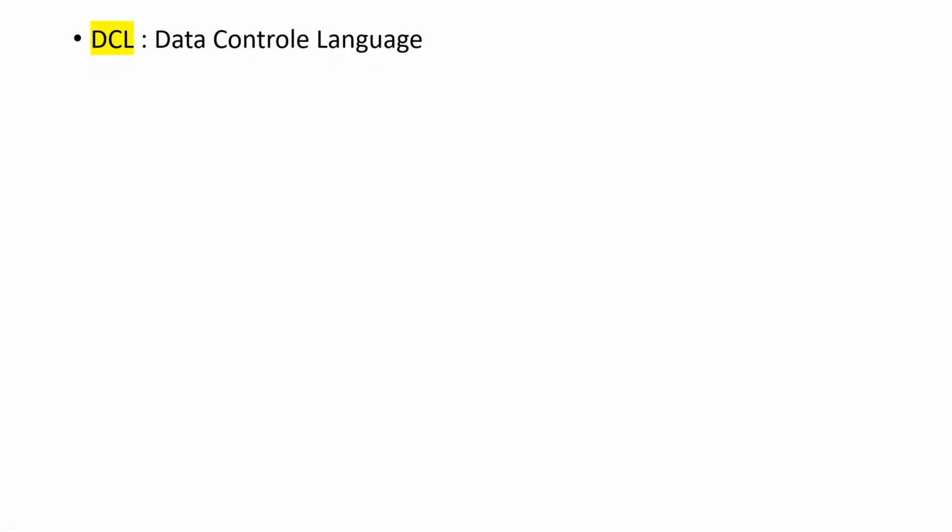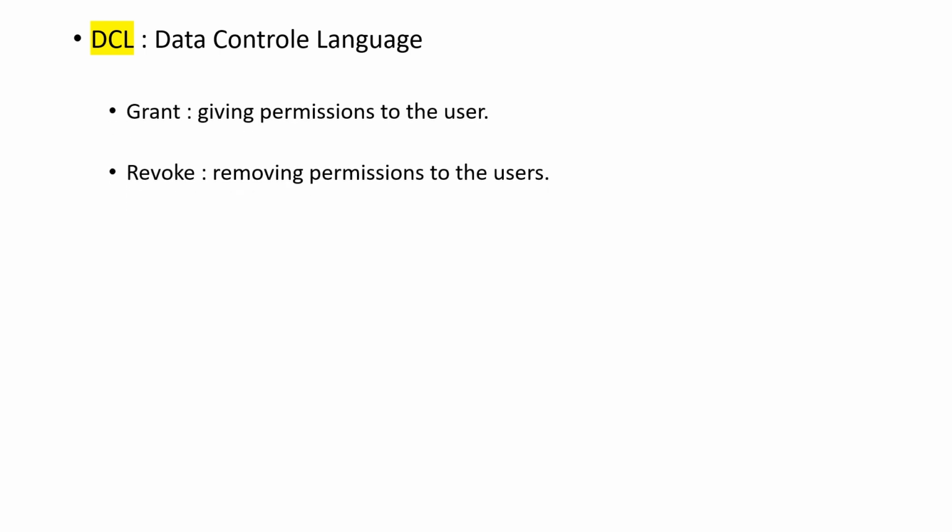Now let's see about data control language. Data control language commands cannot be used in real life. So these are not useful for us, but we're gonna see them. Grant. Grant gives the permission to the user, which the user should be able to view the data. Revoke is opposite to grant, which removes the permissions from the user.